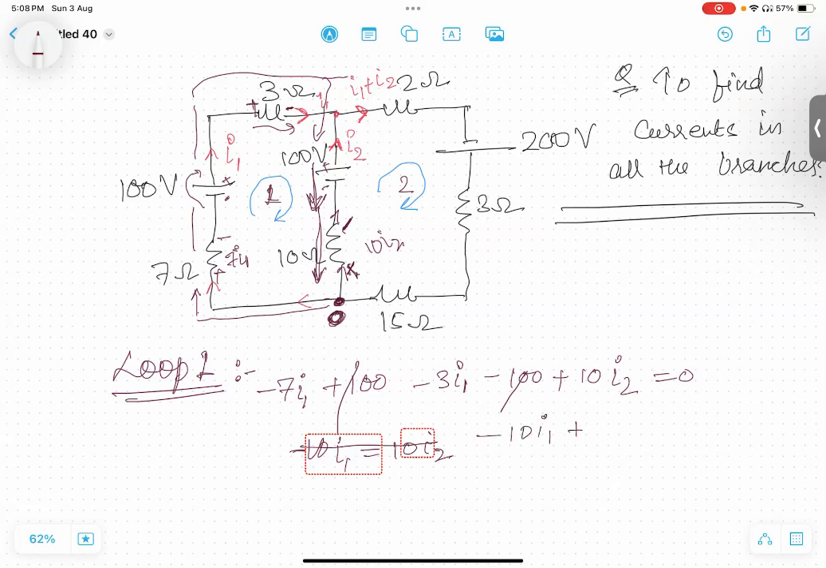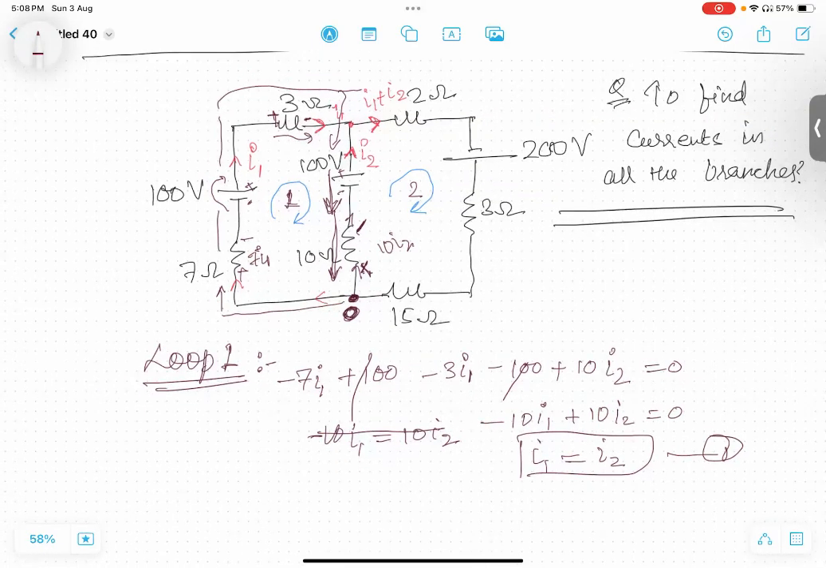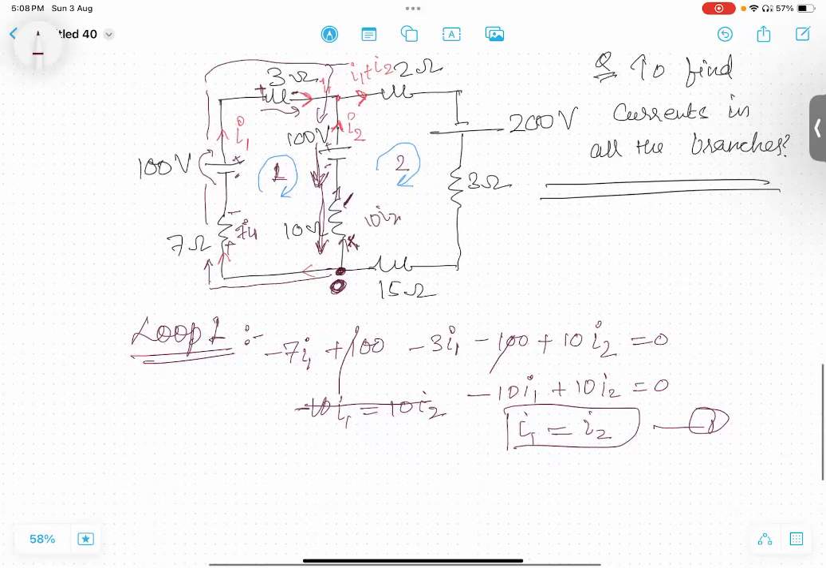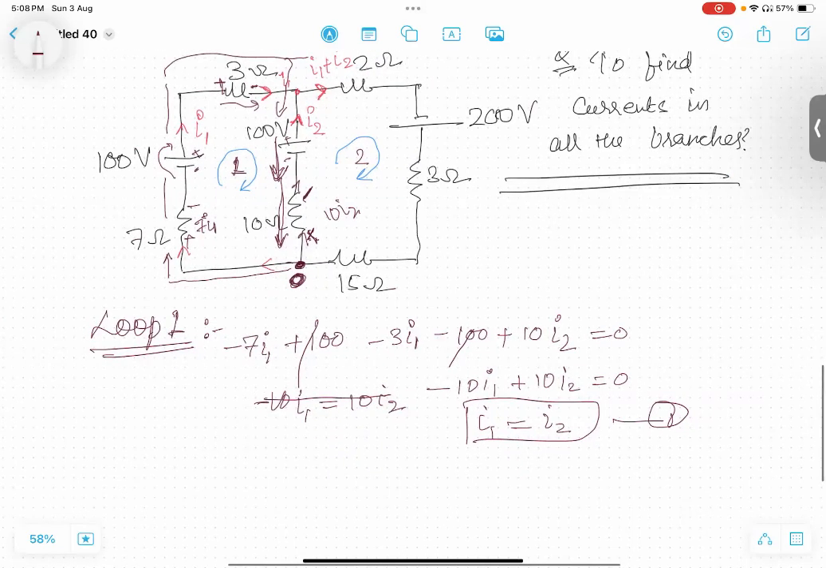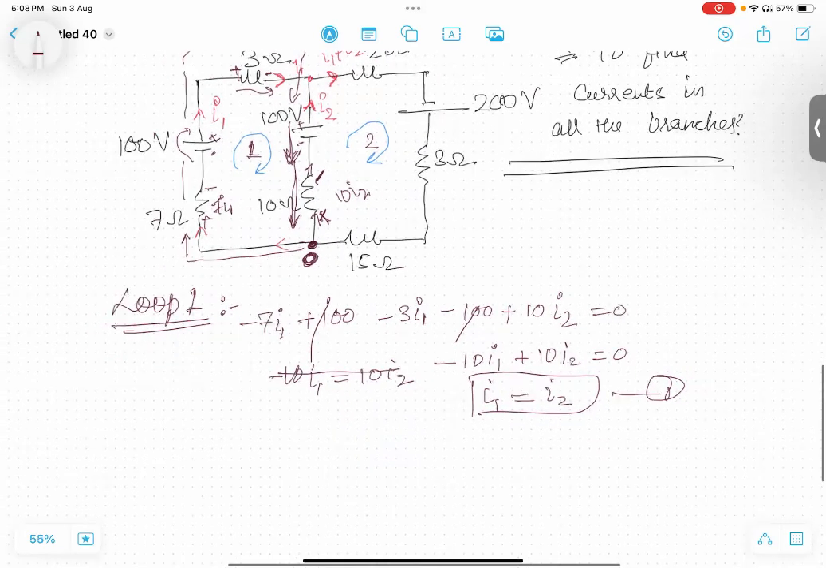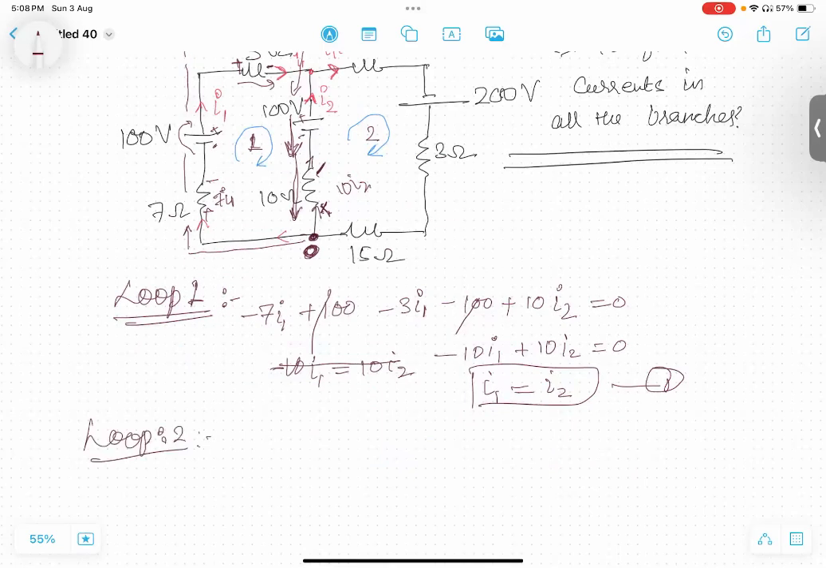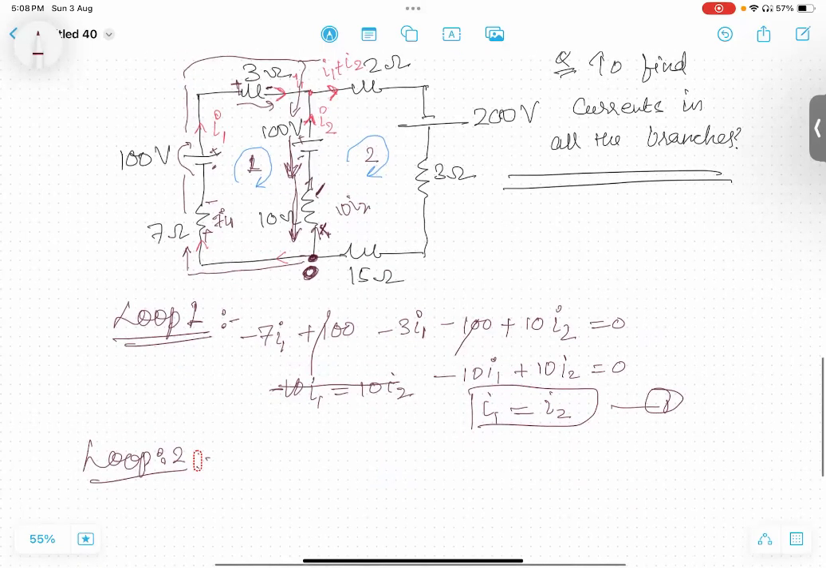Minus 10I1 plus 10I2 equals 0. So we got I1 equals I2. This is our equation number 1. Similarly, we will take another loop, loop number 2. In loop number 2, again, we are going to move.